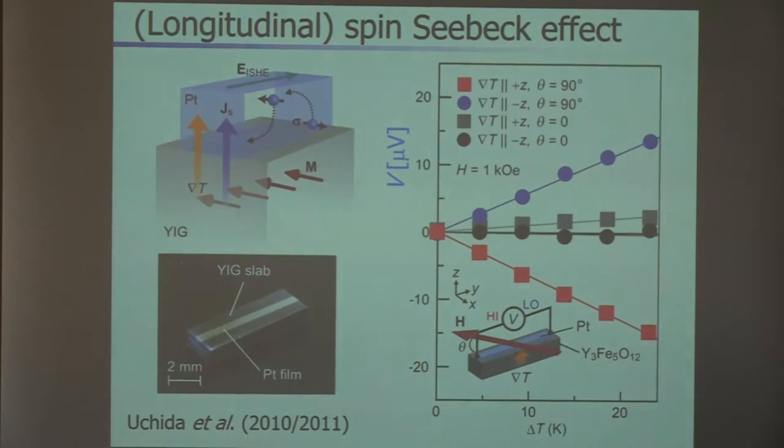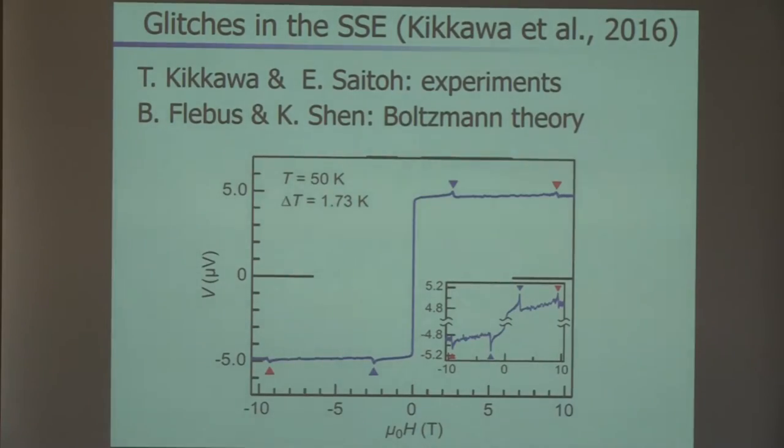And here are the original experiments where you really see that this delta T and the voltage scale nicely linearly, and this is indeed the spin-Seebeck effect. Now it started with these data which were shown by Professor Saito, namely that the spin-Seebeck effect, shown here as a function of magnetic field, has these little peaks, which turn out to be completely reproducible. It's not noise, not really glitches, it's always there. And we see there are even two of them.